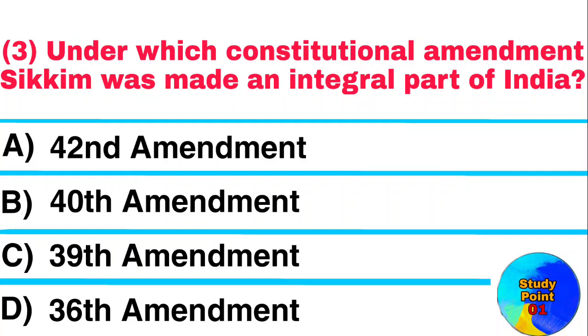Question. Under which constitutional amendment Sikkim was made an integral part of India? A. 42nd Amendment. B. 40th Amendment. C. 39th Amendment. D. 36th Amendment. Answer. 36th Amendment.